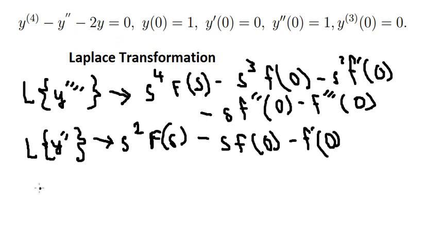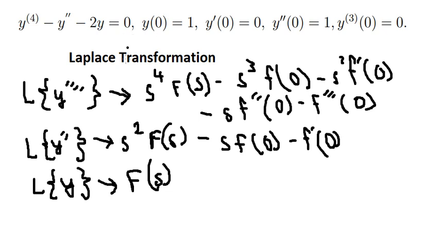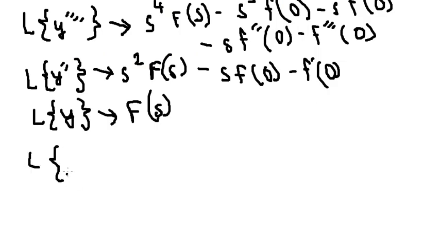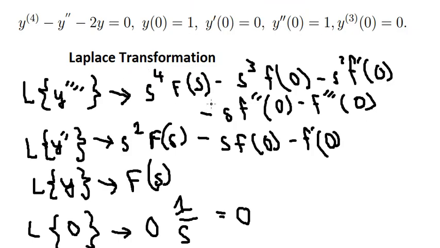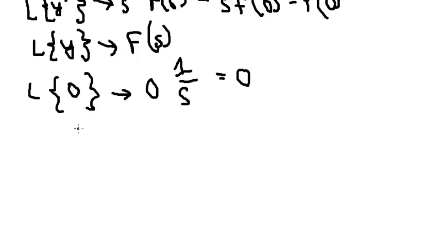And this one is about capital F of s, about 0. That is about 0 multiplied by 1 over s. Because we have 0 in here, that equals 0, so we keep the same. Now we put this one in here, and it should be like this.